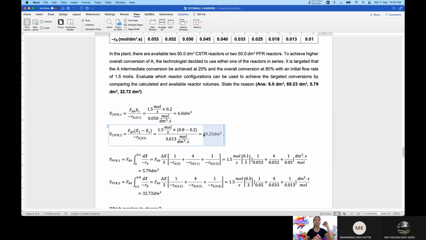Sebab kamu nak convert daripada 20 kepada nak 80. Beza tu besar sebab tu reaktor volume tu besar. So kalau kamu nak try kecilkan volume reaktor kedua ni, kamu naikkan conversion dalam reaktor pertama. That can be another strategy. Okay? So that's just a practical talk lah if it really happens in your plant.